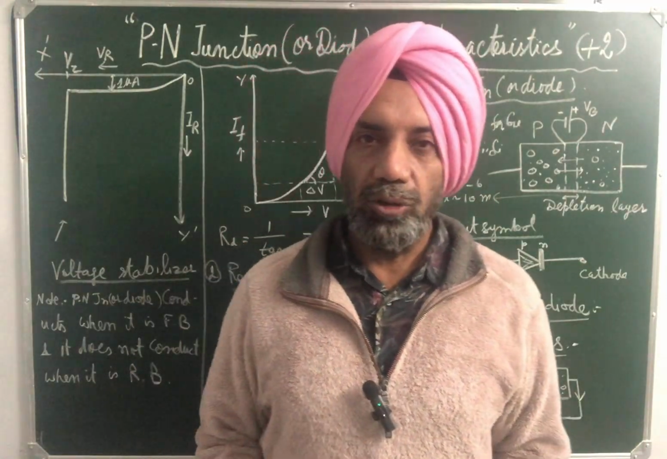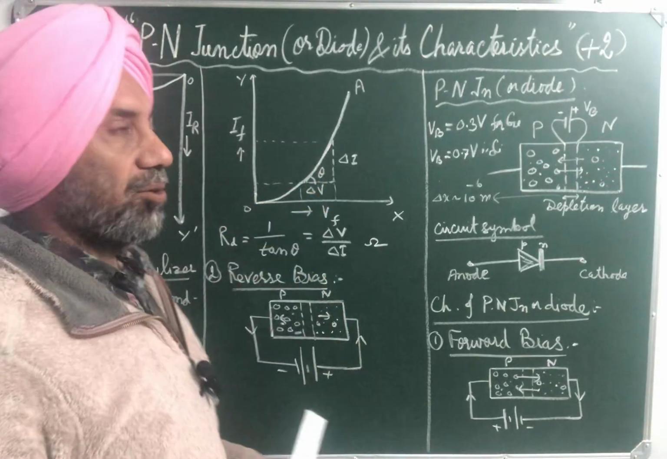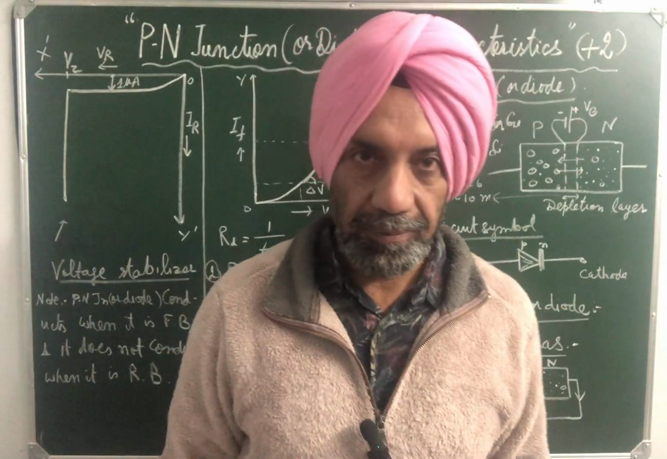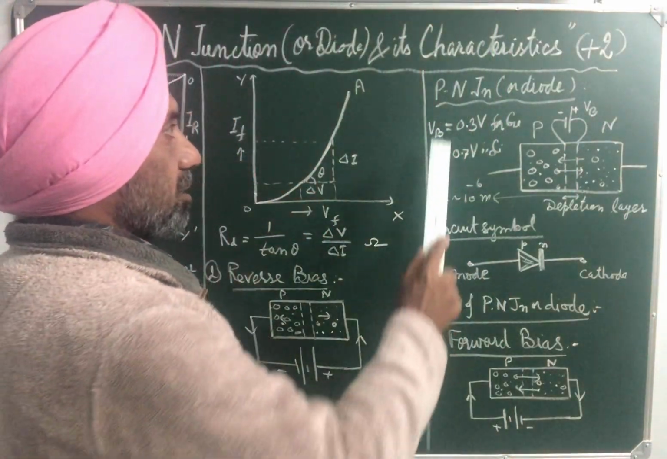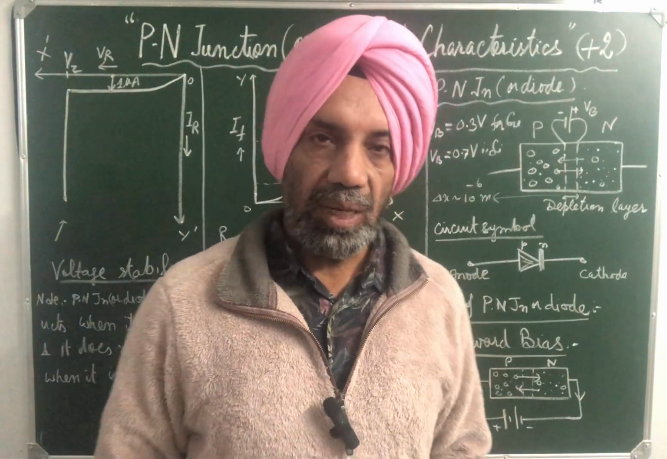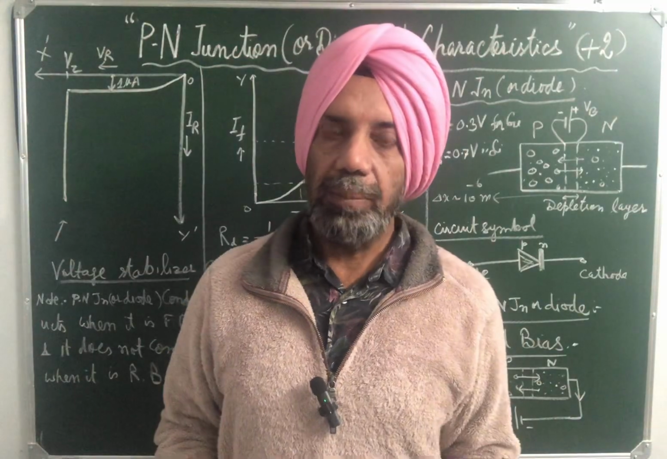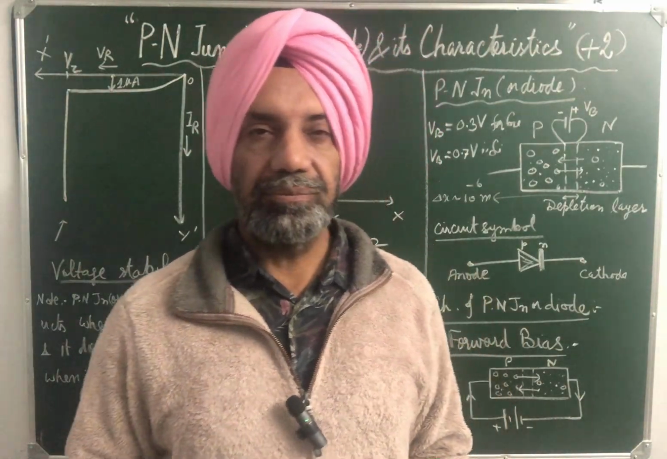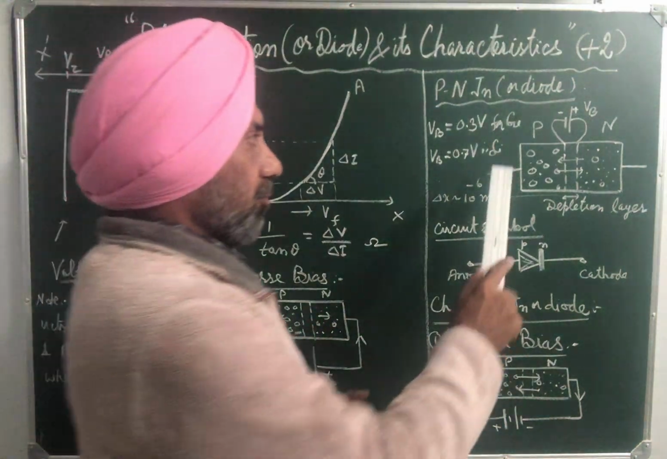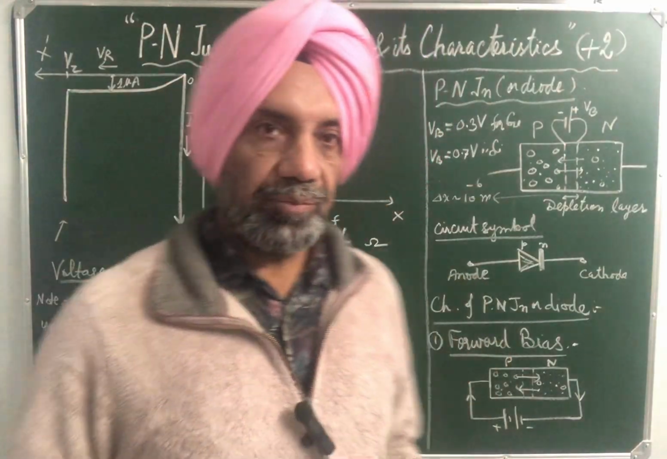So today I am going to discuss PN junction or diode and its characteristics from the chapter of semiconductors. So let us start. First of all, what is a PN junction or diode? A PN junction or diode is a combination of P type and N type material. And how is it formed? We take a crystal of germanium or silicon.